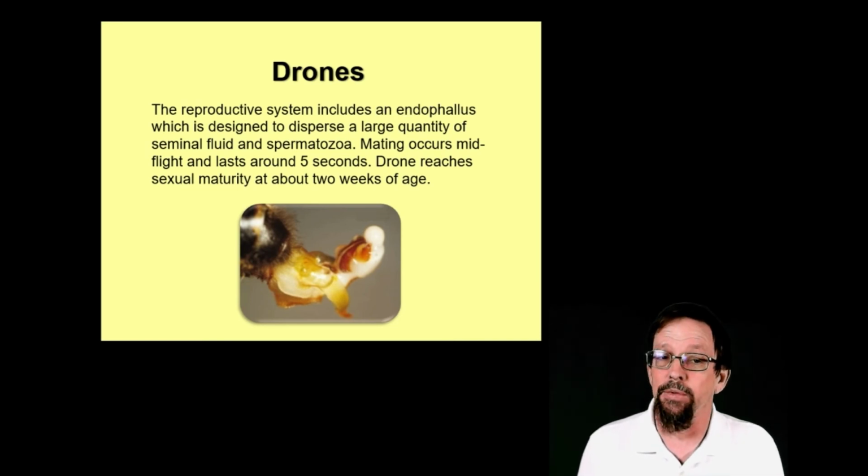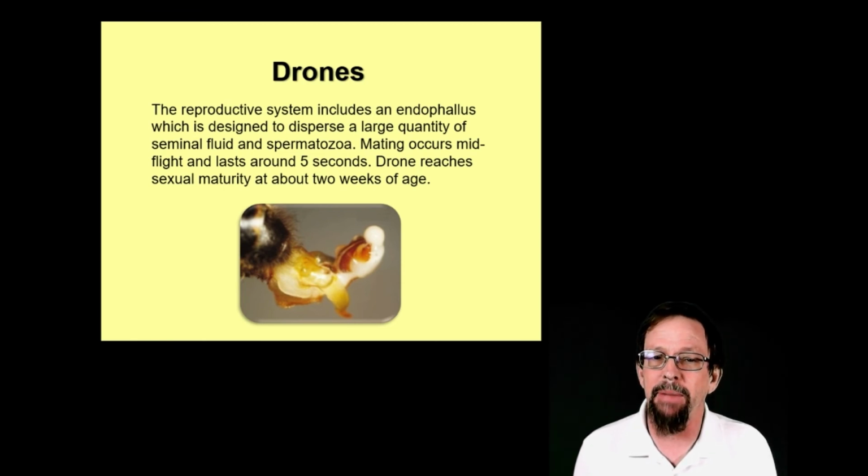Let's go to the drones. The reproductive system includes the endophallus, which is designed to disperse a large quantity of seminal fluid and spermatozoa. Mating occurs mid-flight and lasts about 5 seconds. Drones reach sexual maturity about 2 weeks of age after they emerge.